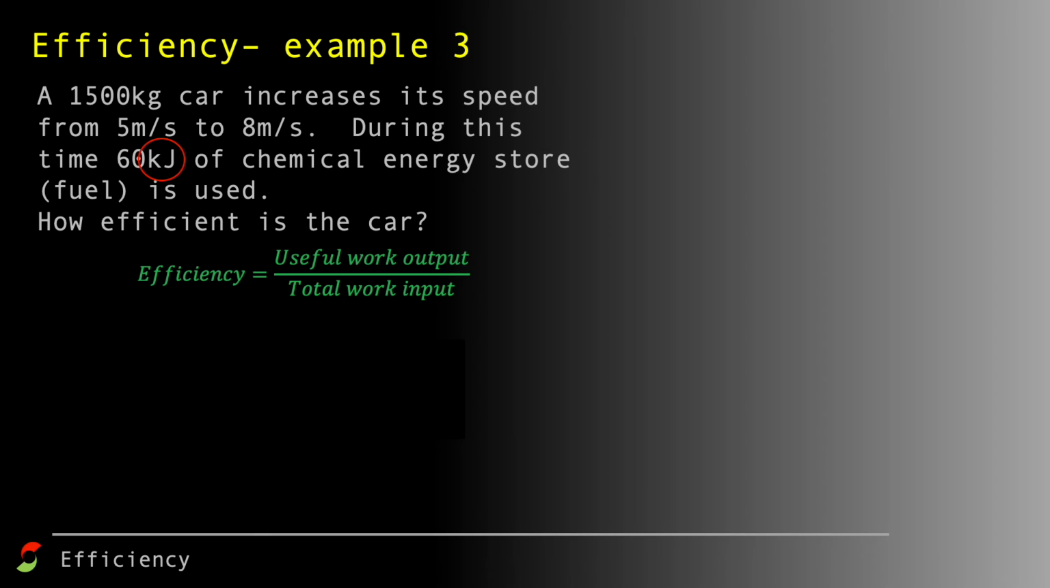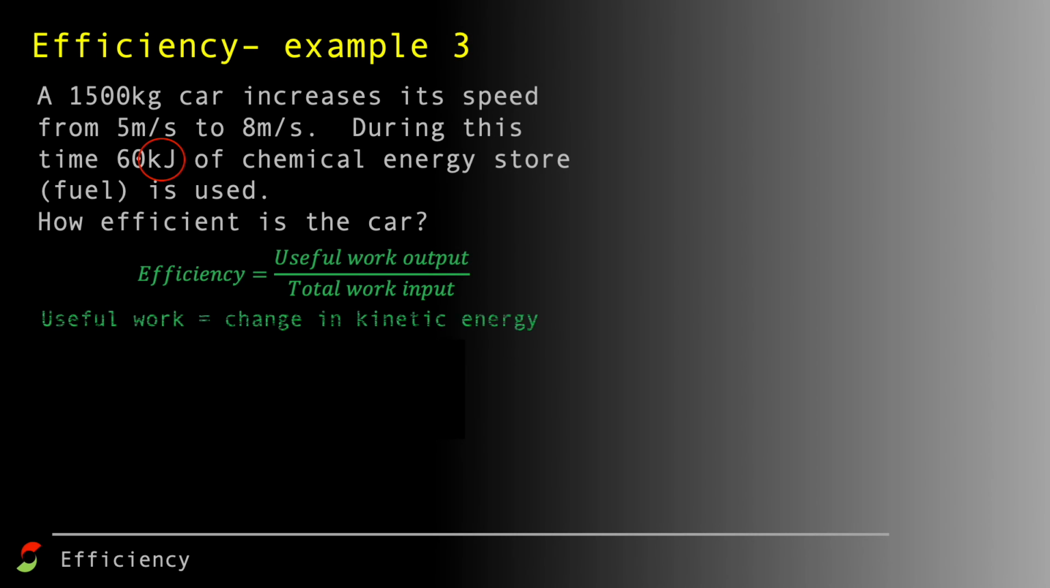So I'm going to use this version of the equation this time. So we're going to have work on the top and work on the bottom. But I need to identify what the useful work output and the total work input is. So the total work input is going to be that 60 kilojoules. That chemical energy store is going to get used up, and work is done when energy changes store or moves between stores. So that 60 kilojoules is going to be my total work input.